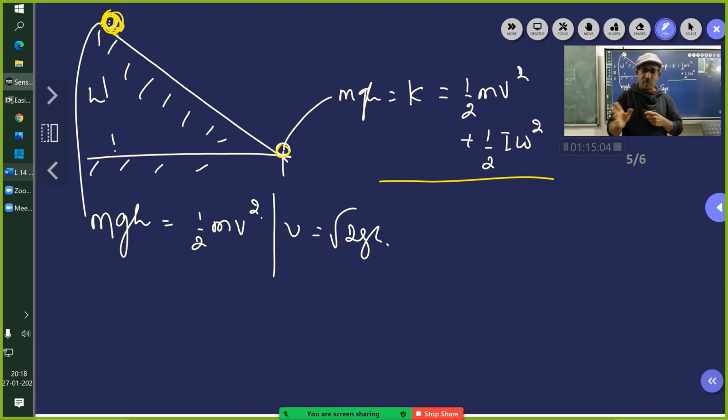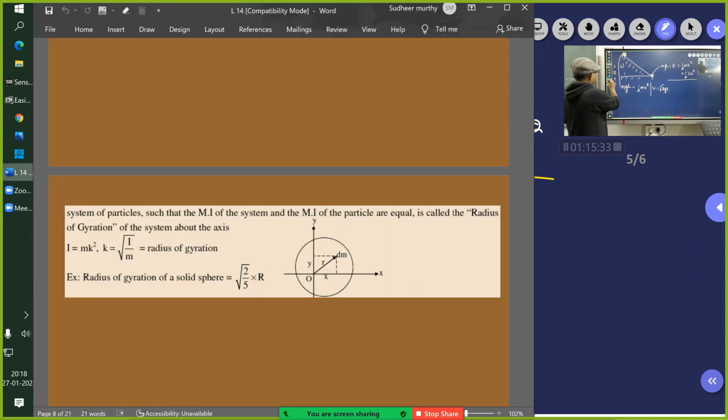Supposing I take 3 bodies of the same mass, a cylinder, a sphere, and a disc, and I keep them at the same height and allow them to roll down. Then which of them will reach the ground first, and which one will have more translational velocity? Issues like that we can handle using the radius of gyration. There are many more applications of that. We'll deal with them.